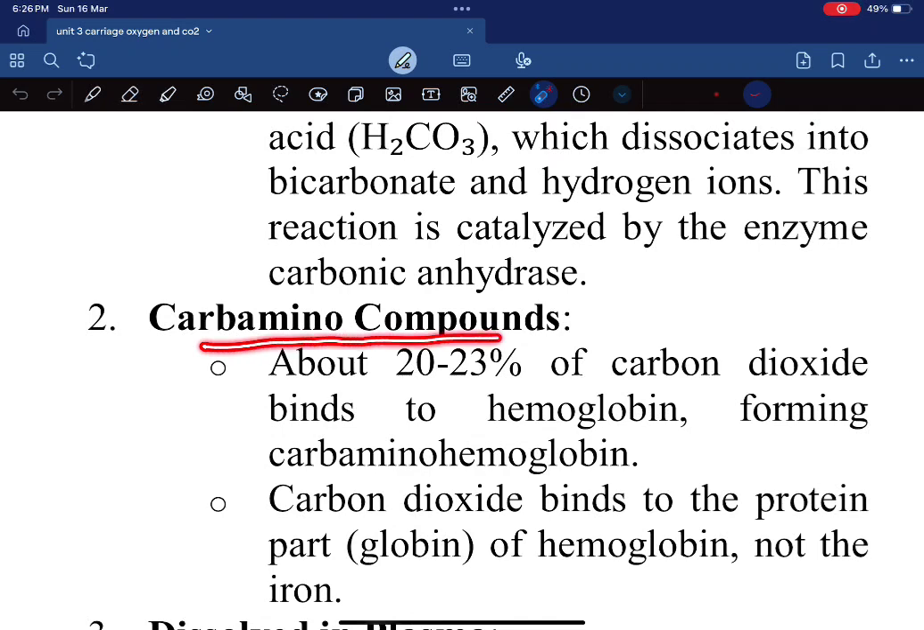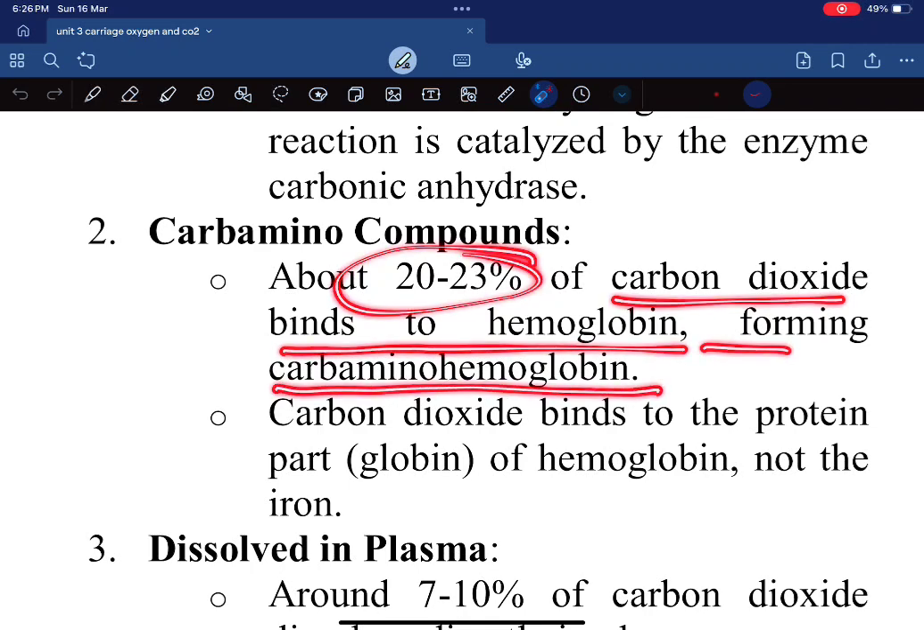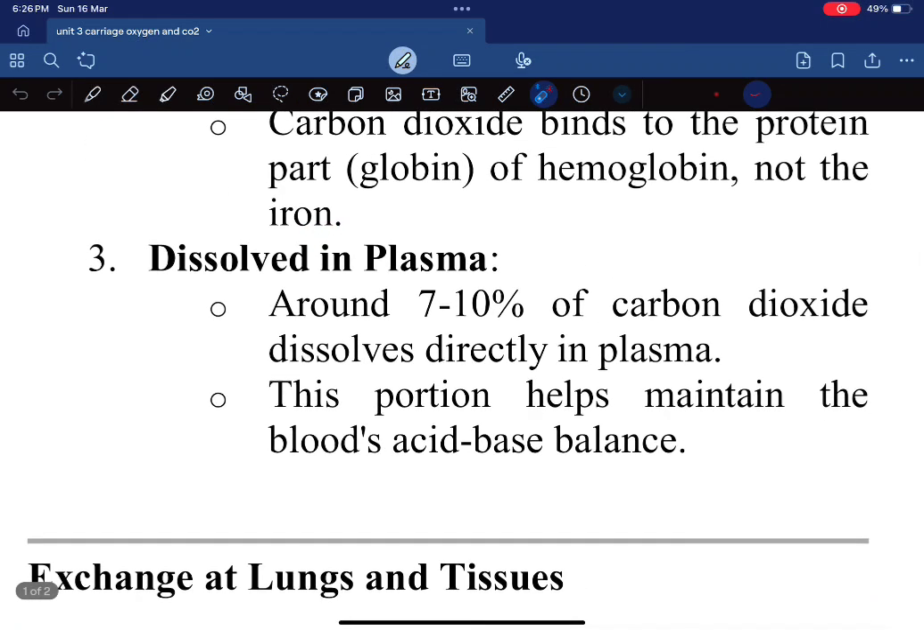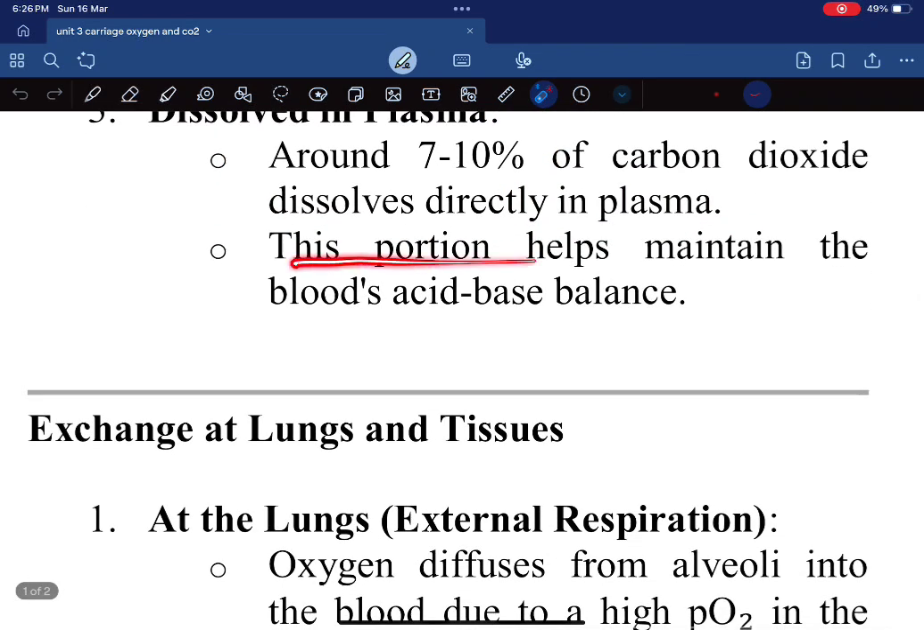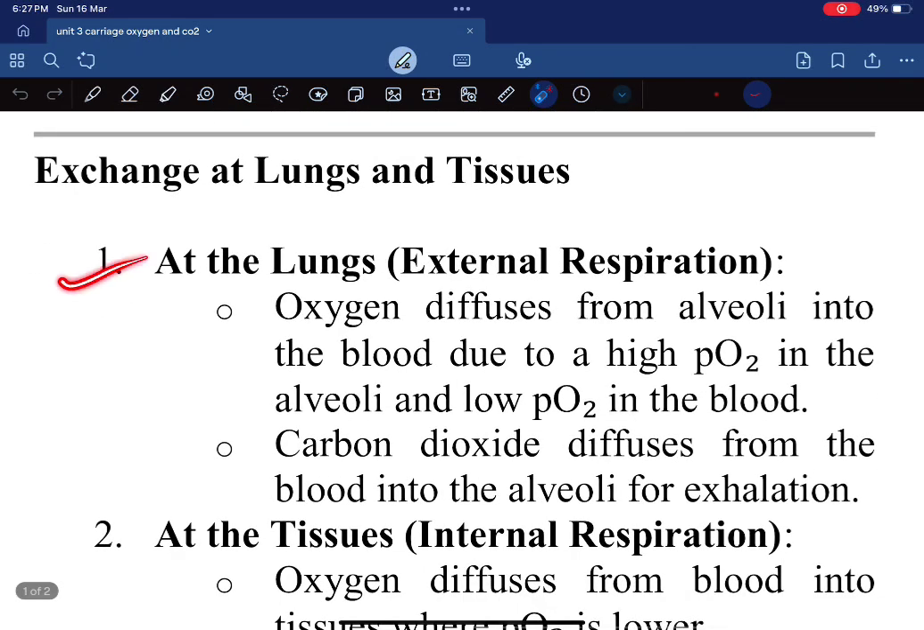Second, carbamino compounds. About 20 to 23% of carbon dioxide binds to hemoglobin, forming carbaminohemoglobin. Carbon dioxide binds to the protein part, globin, of hemoglobin, not to the iron. Third, dissolved in plasma. Around 7 to 10% of carbon dioxide is dissolved directly in plasma. This portion helps maintain the blood acid-base balance. Exchange of gases between lungs and tissue.